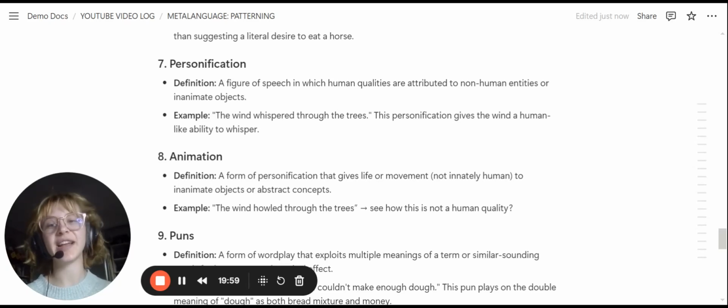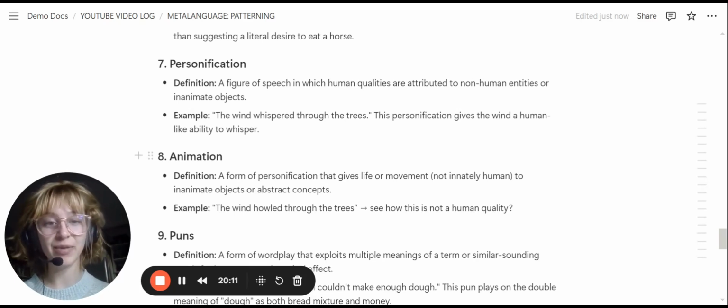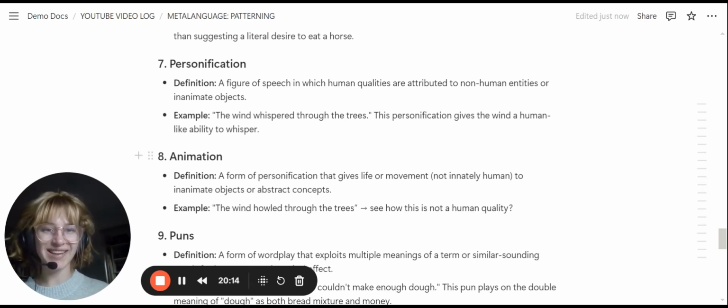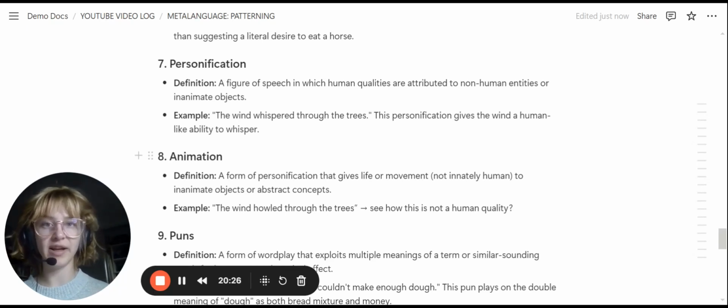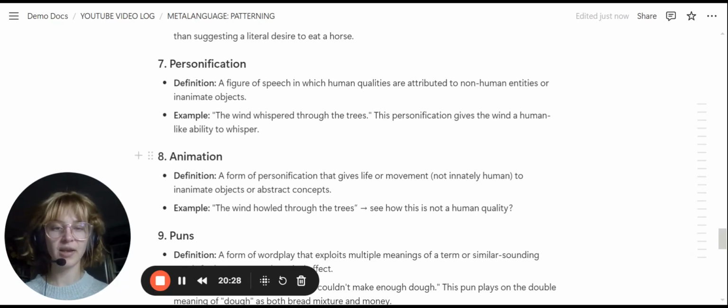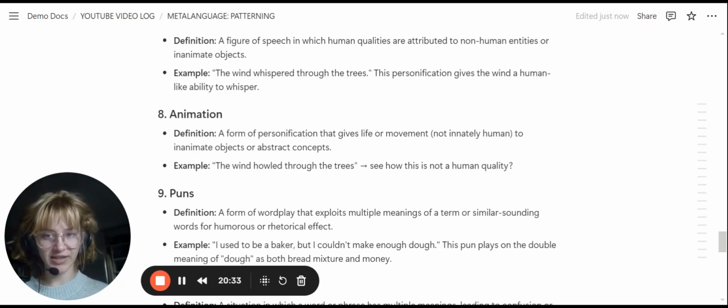Personification. So this one and animation, I'm going to spend a little bit of time discussing. So personification has the word person in it. It's attributing, not acutely, sorry, I'm in my medicine brain, but it's attributing innately human qualities to something that's non-human. So the wind whispered through the trees. Whisper is an innately human thing. It's not something that other animals or other animate objects can do that aren't created by us. So we're personifying the wind here.